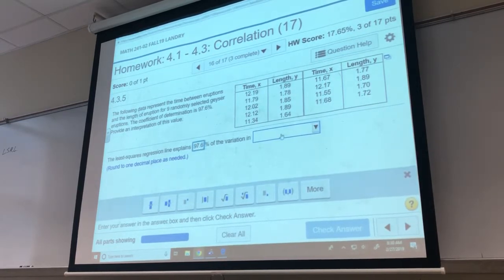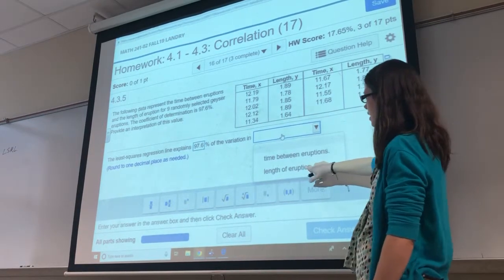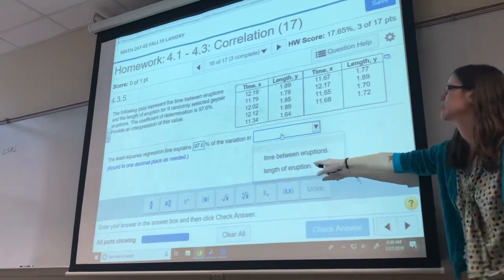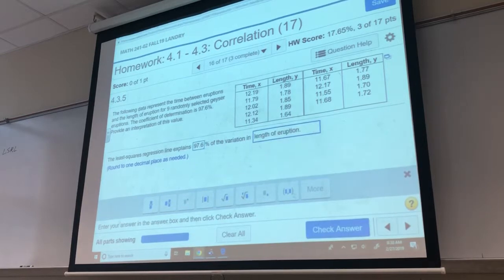Of the variation in, and then we're always looking at the variation in our y values, not our x values. So if we look at our y values, that's going to be the length of the eruption. So we'll go down here and choose length of the eruption because that's my y value. You don't want the time between eruptions because that's your x. So for this one, you'll always select your y value and go with length of eruption.